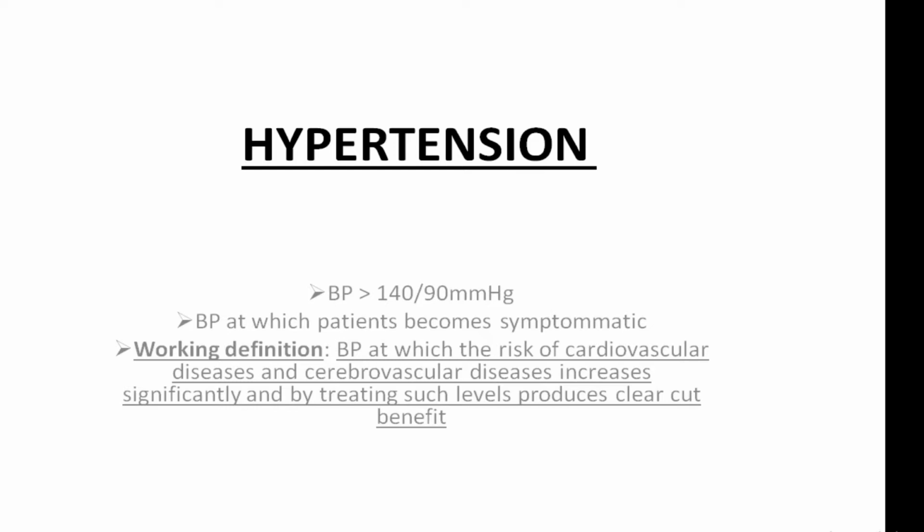According to this definition, it doesn't work properly because some patients have blood pressure more than 150 over 90 mm of Hg, but they are not symptomatic. So there is a working definition that works today: blood pressure at which the risk of cardiovascular diseases and cerebrovascular diseases increases significantly, and by treating such levels produces clear cut benefit.